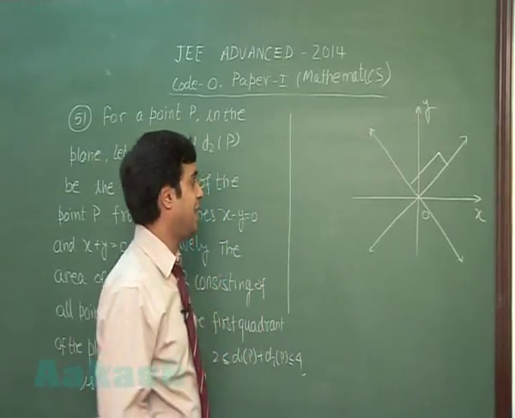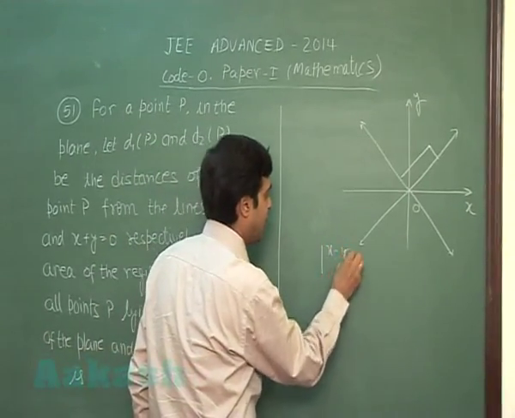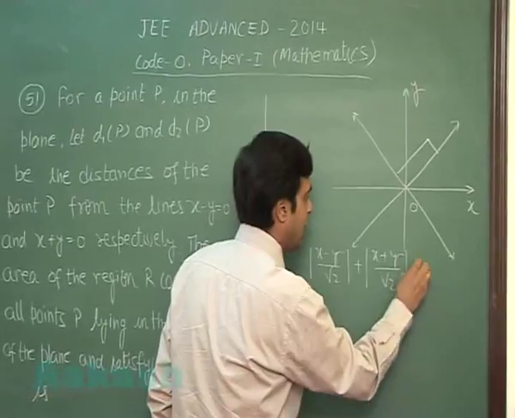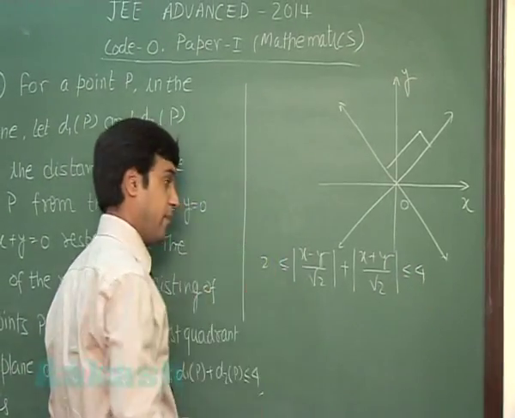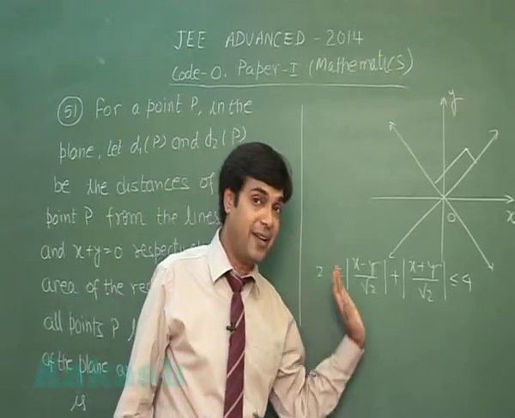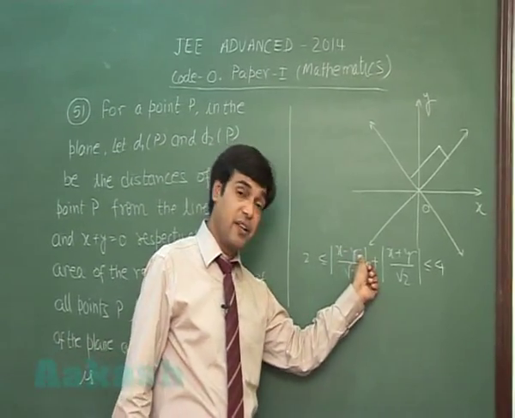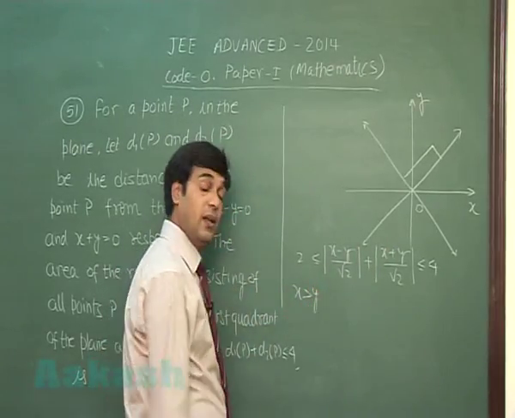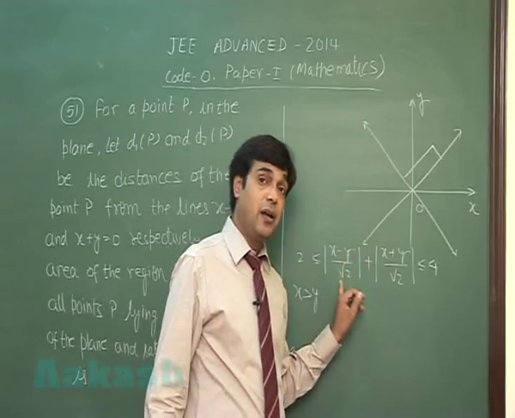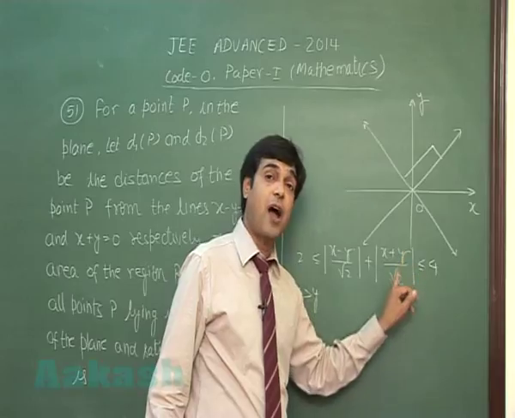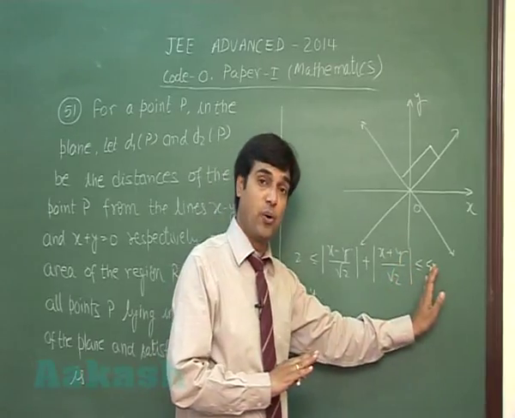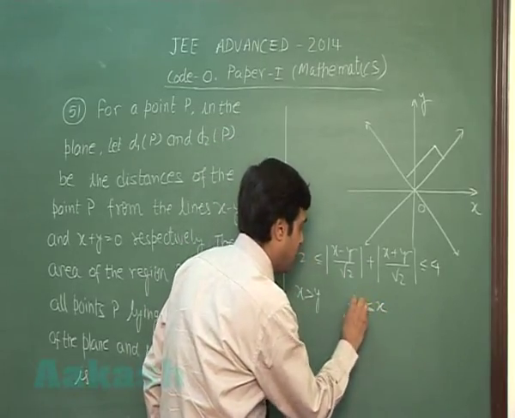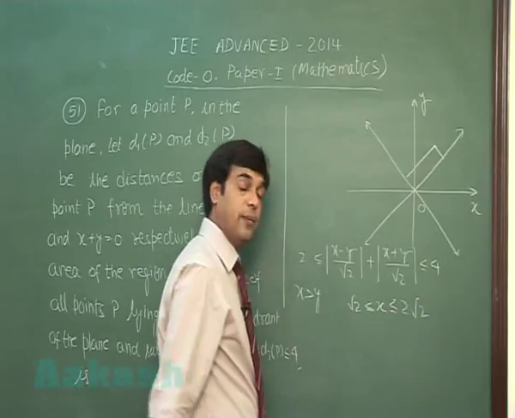Correct? So we can simply find the distance like mod of x minus y by root 2 plus mod of x plus y by root 2 is between 2 and 4. We observe two cases because we are dealing in the first quadrant only. One, x is greater than y, other x is less than y. If x is greater than y, it will give me x minus y upon root 2 plus x plus y upon root 2 between 2 to 4. Fine, y will be cancelled out, so we obtain x is between root 2 to 2 root 2.